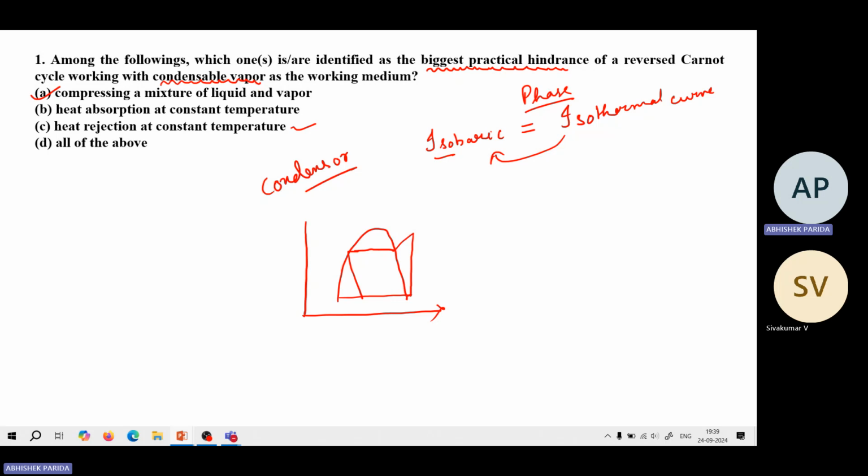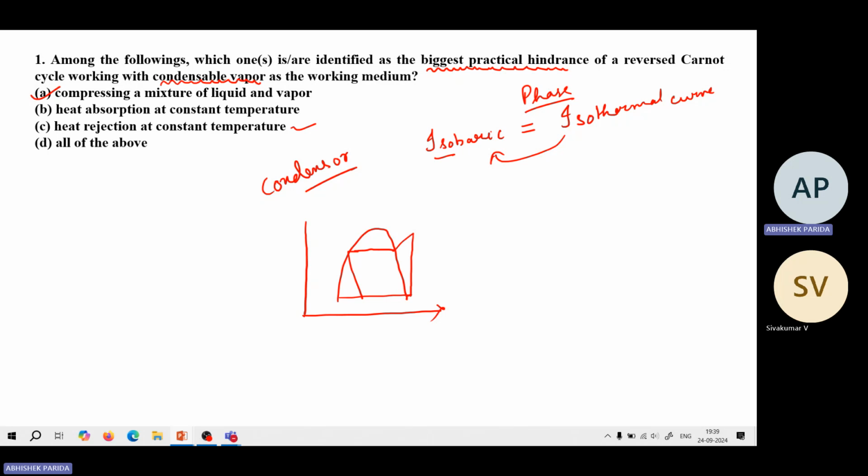because as I already said, VCRS also takes place at constant temperature only. Heat absorption at constant temperature is not a problem for the evaporator. The evaporator that you see works inside this dome, so the isobaric and isothermal are in line. So you never find that it is a problem in the case of the evaporator. But in the case of heat rejection at constant temperature, you are absolutely right.